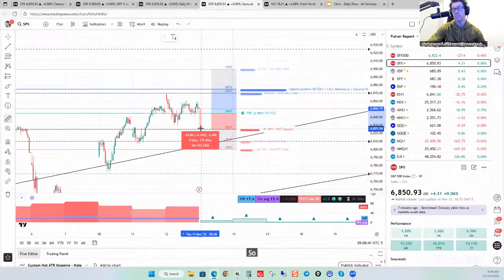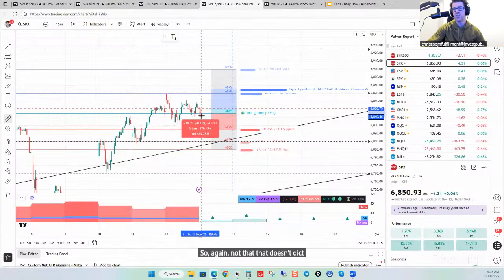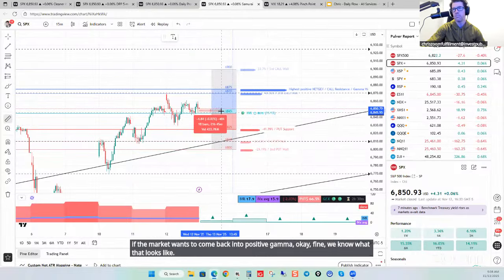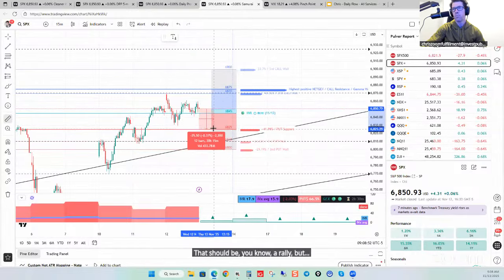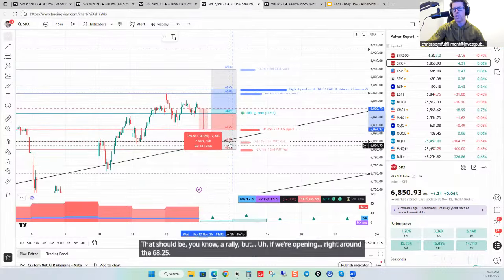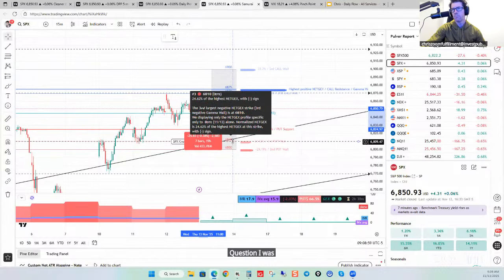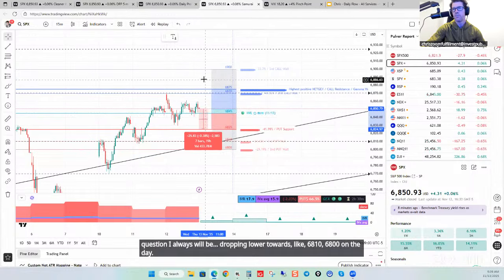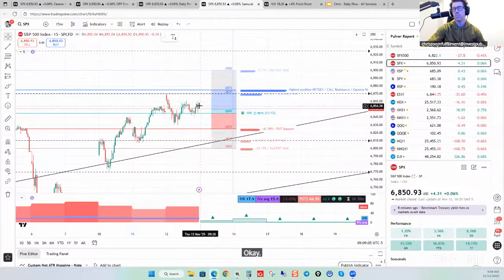So again, that doesn't dictate anything for the day. It's just if the market wants to come back into positive gamma, okay, fine. We know what that looks like. That should be a rally. But if we're opening right around the 68.25, question now is, will it be dropping lower towards like 68.10, 6800 on the day? Okay, with the gap, I'll calculate a pretty conservative bottom.